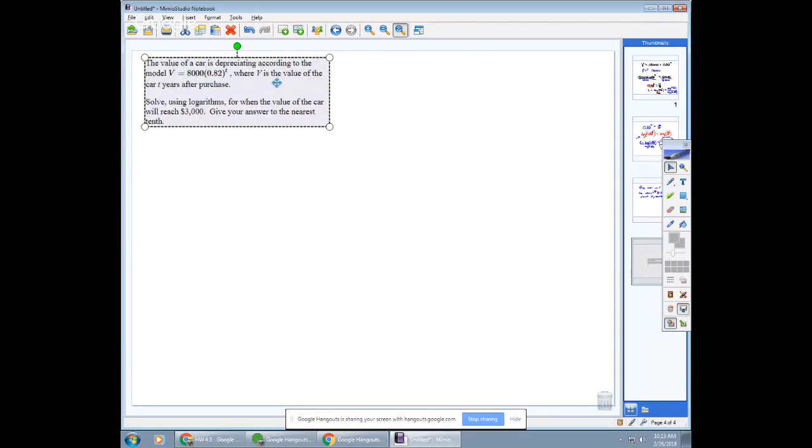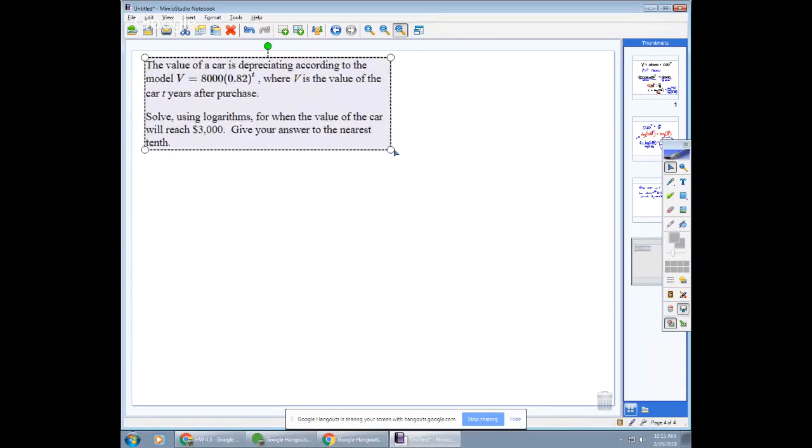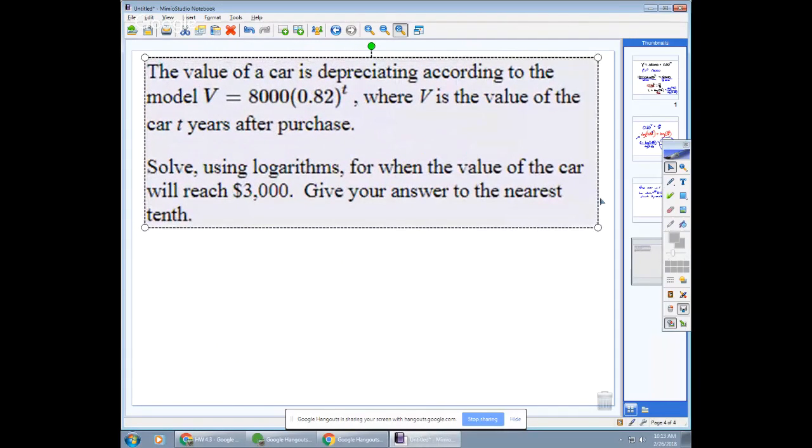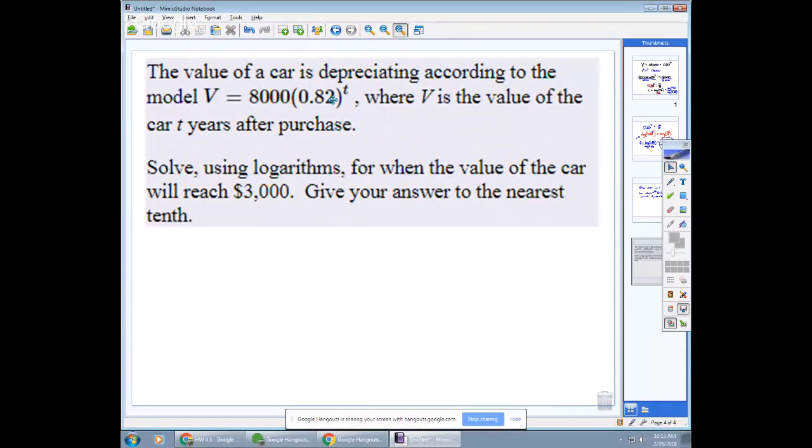All right, so you guys give this a shot, and then we'll check answers in a minute. So pretty similar. We still have that same losing 18%, which means we keep 82%. But this time the vehicle is starting off at $8,000, and we want to know when it's going to drop down to $3,000. So see if you can calculate that to the nearest tenth of a year.